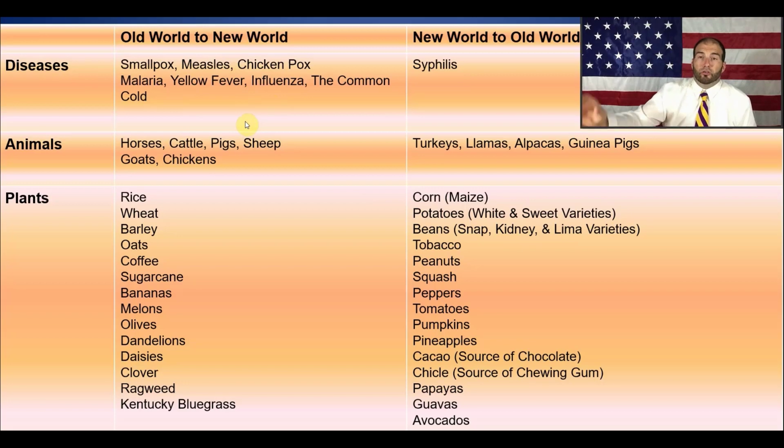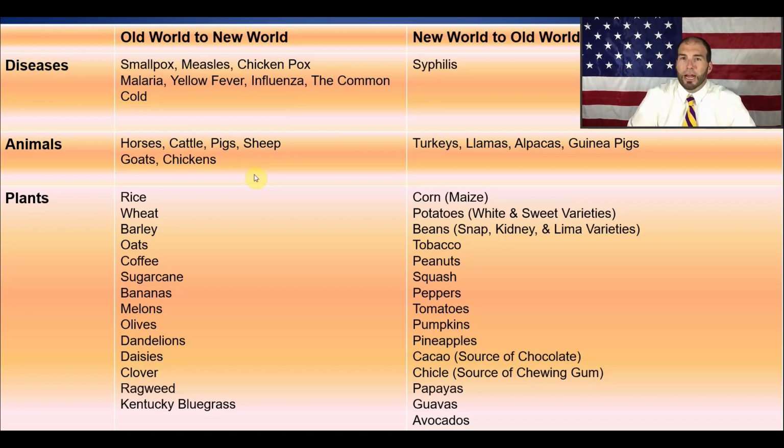All of that goes from Europe over to the New World, and Native Americans had never had to deal with these things before. Syphilis, the sexually transmitted disease, goes from the New World, where it was, I wouldn't say common, but it existed among Native American populations, over to Europe.